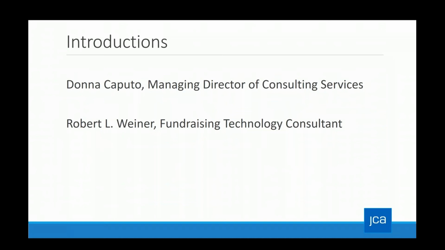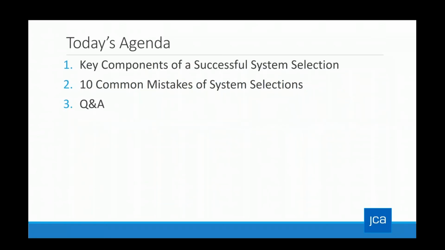First, I'll walk you through the key components of a system selection, and we'll talk a little bit about the things that an organization should do and should not do. Then Robert will share with us the 10 common mistakes of system selections that he has seen over the years. And as I said, we'll answer your questions at the end. Our hope is that we can help you be prepared to run a top quality selection that will get you the system your organization needs.